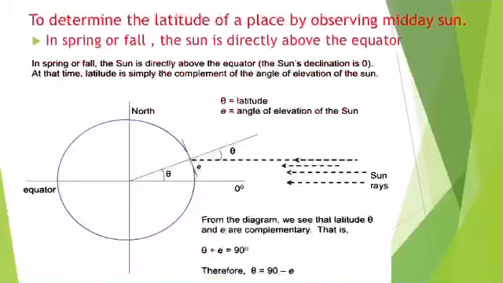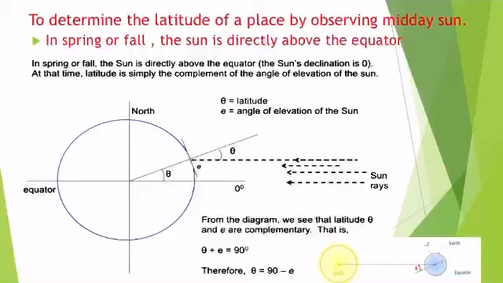Now, what is the sun's declination? First we'll see. The sun's declination is nothing but, you can see in the picture, an angle formed between a line joining the center of the sun and the center of the earth and the equator line. This angle is nothing but the sun's declination.